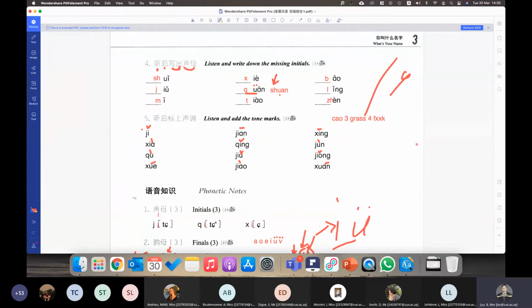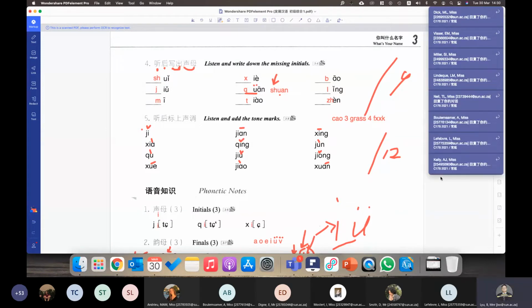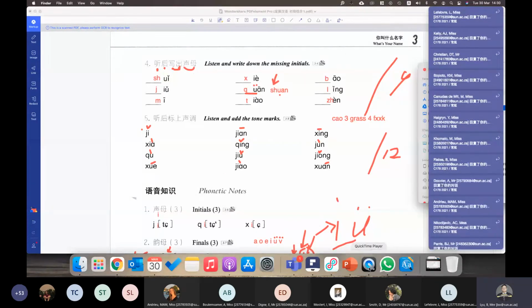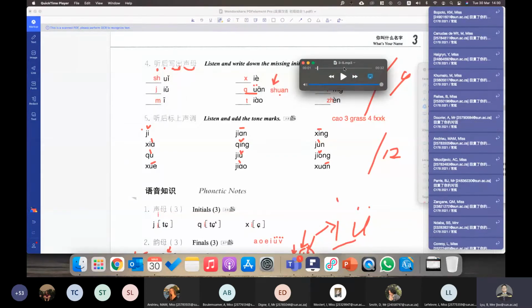1, 2, 3, 4, 12. 12 out of 12. 11, good. 10, 12. Right. Let's listen to this together again. And let's try to figure out the difference.